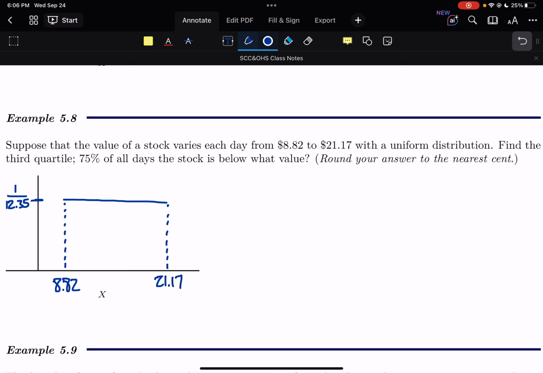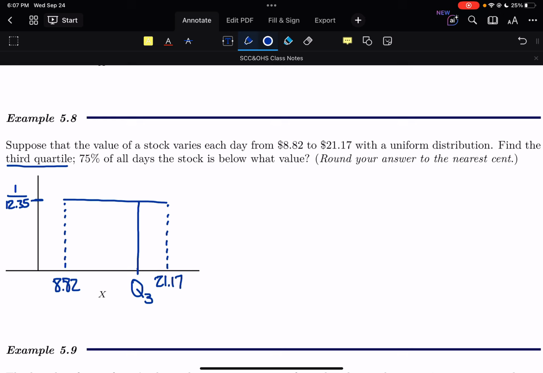So we are trying to find the third quartile. So somewhere over here is Q3. Okay, that's going to be this value. Now, the way that these problems are structured, they either give you the x values and ask you for the area, the probabilities, or they give you the area with the probabilities and ask you for the x value. This is one of those kind of flipped cases.